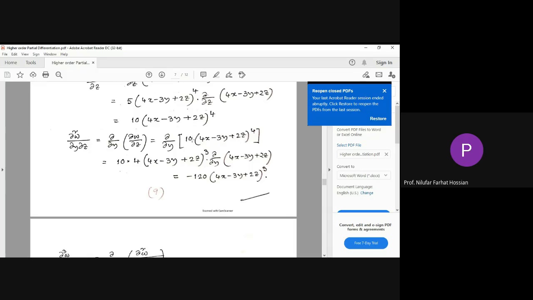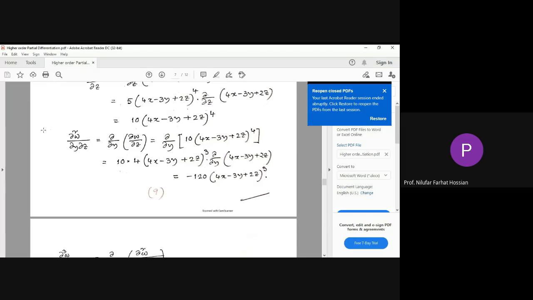So 10 is a constant, so it can be taken outside. Now it is y to the power 4, which gives you 4y cubed. So this 10 into 4 into this whole thing to the power 3. And you have to differentiate it again with respect to y, so it should be multiplied by del y of this 4x minus 3y plus 2z. This is constant, this z term is also constant, so here remains only minus 3y, and after differentiating, it will give you simply minus 3. So this 40 into minus 3 will be minus 120 into this whole thing to the power 3.